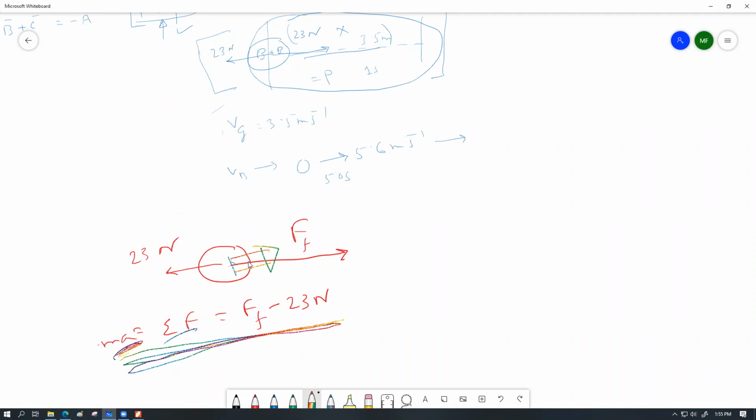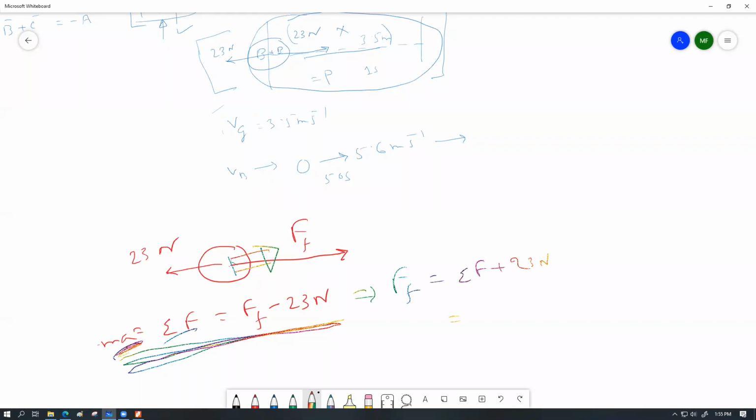So M equals resultant force, which equals the force in the forward direction minus 23 Newton. So from here we will get this value. So you can essentially find how much force was produced by this kid, which should be given by the resultant force plus 23 Newton. So you can calculate this out.